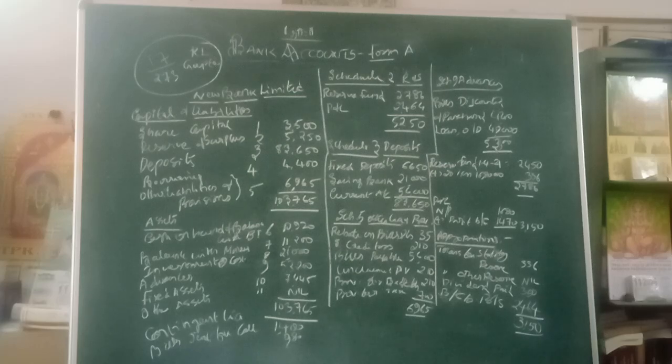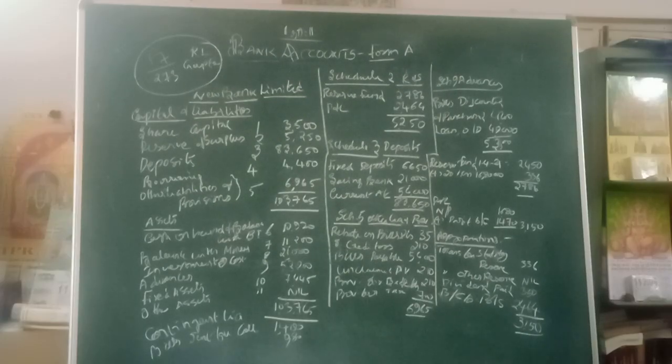The next item is borrowings from other banks. Please understand that term. It means this bank, the new Bank of India, has borrowed the amount. Borrowing from other banks 4,400. We have taken it in schedule number 4.